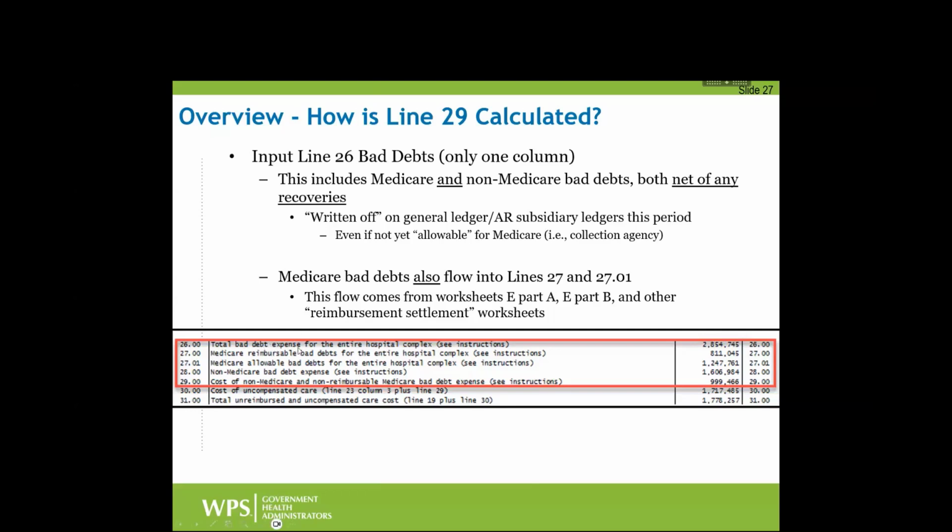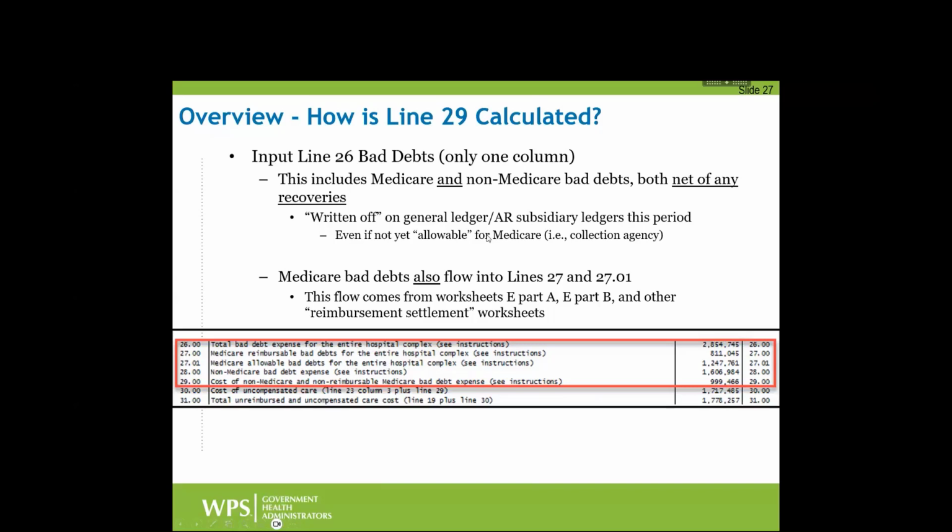It's a bad debt write-off for the entire hospital complex. Fortunately, if you look at the cost reporting instructions, it does tell you that it must be a write-off. It's just a disconnect in the verbiage that's wrong. The point, though, I want to make is this is GAAP. It's when it's written off basically for GAAP or financial statement purposes. Medicare has additional requirements before a bad debt can be written off for Medicare on E-Part A. That does not impact what you do on line 26.